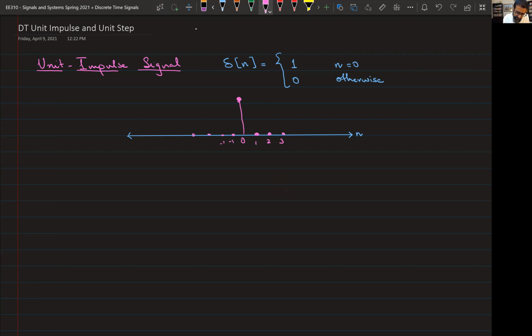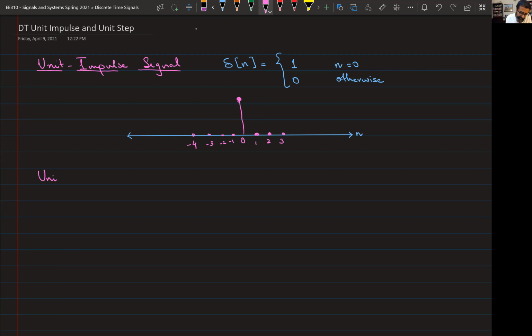A unit impulse in discrete time is relatively easier to understand. There are no limits involved, and no area going to 1 and so on. It is just equal to 1 at n equals 0, and at all other places on the time axis it is equal to 0.